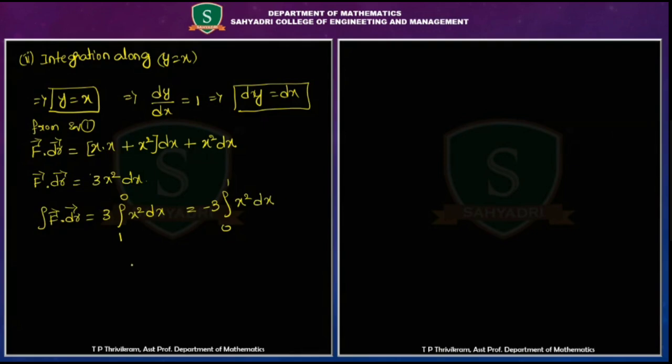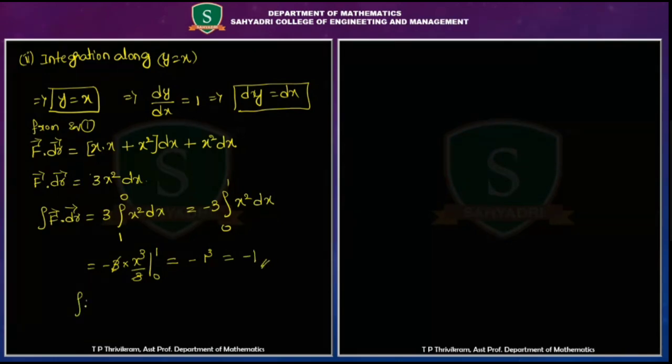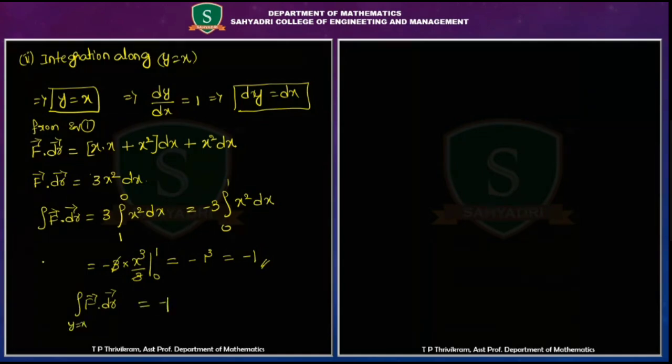Okay. So if you apply the integral, how much you'll get? Minus 3 into x cube by 3, having the limits from 0 to 1. So 3 gets cancelled. This one is equal to, if you apply the limits, minus 1 cube, this is nothing but minus 1 you'll get. Okay. So integral f dot dr over the curve y equal to x, we got it as minus 1.